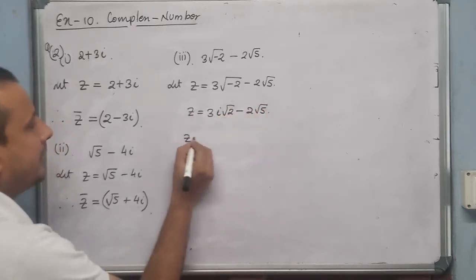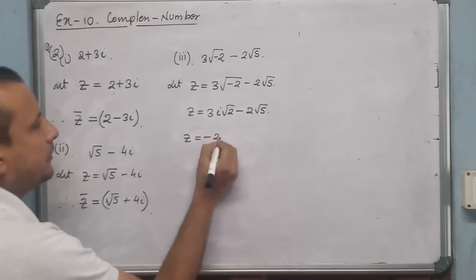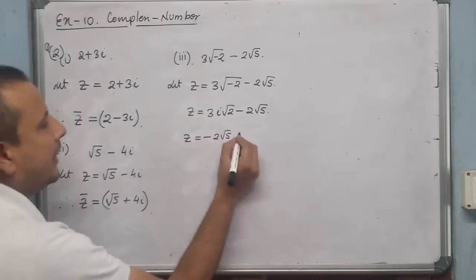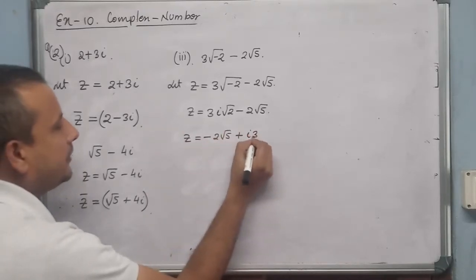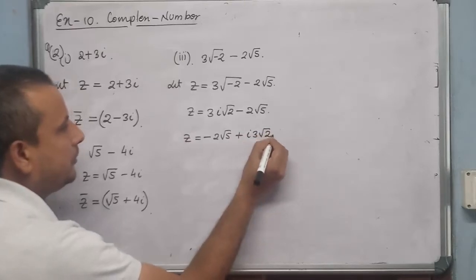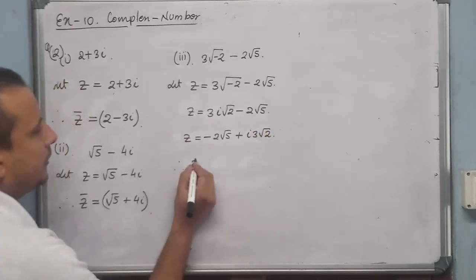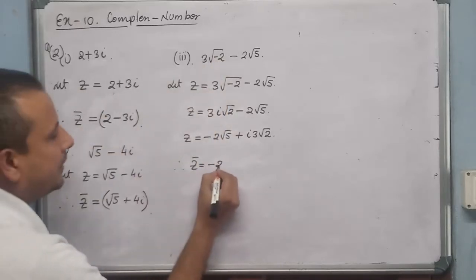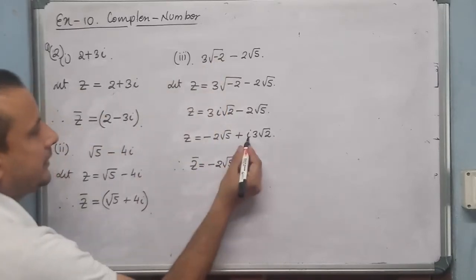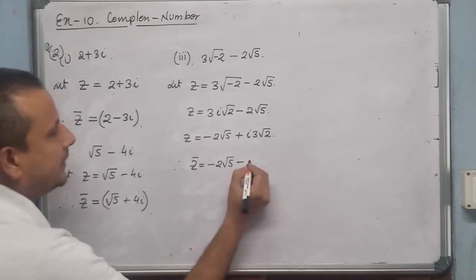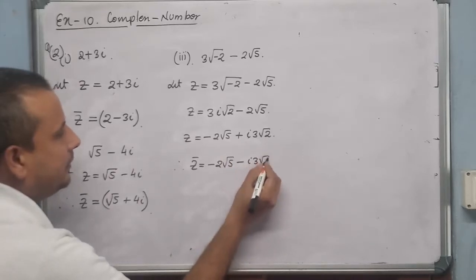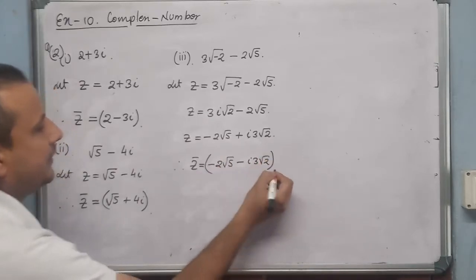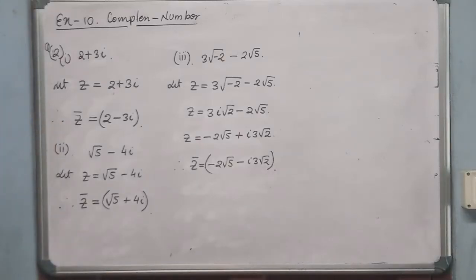Now first I'll write the real quantity, minus 2 root 5. Then I'll write the imaginary part, i into 3 root 2. Therefore, its conjugate, first of all you have to convert this in terms of imaginary form, then minus 2 root 5, then change the sign, it will be minus i 3 root 2. That is the conjugate of the complex number.